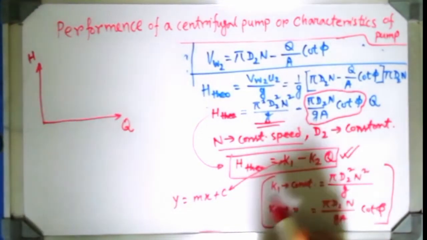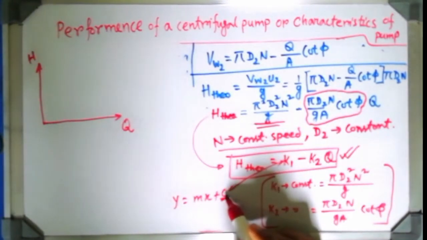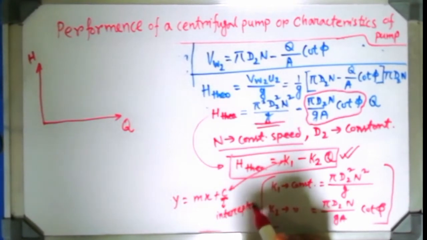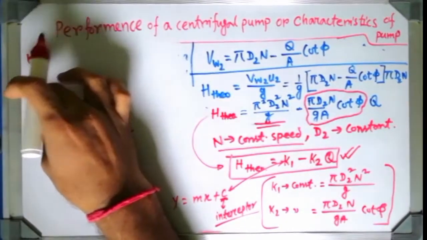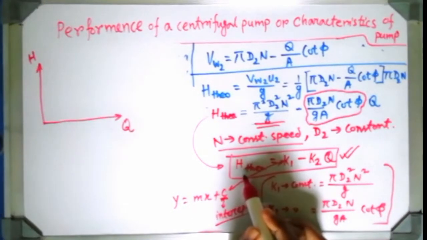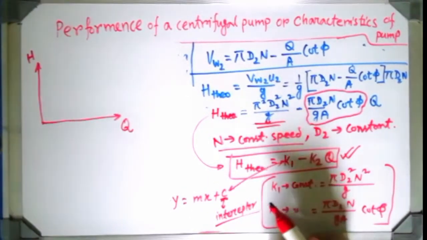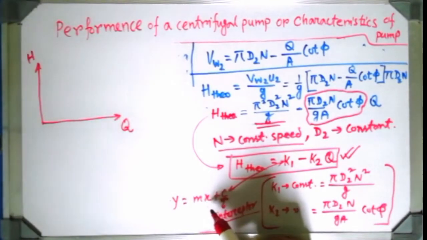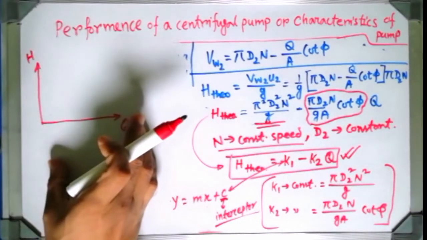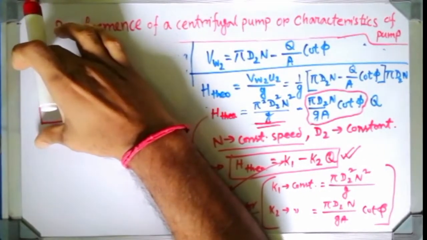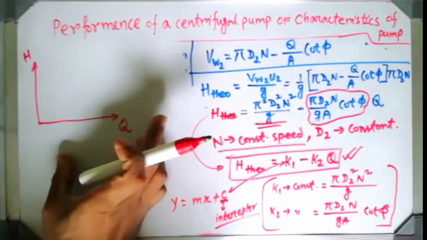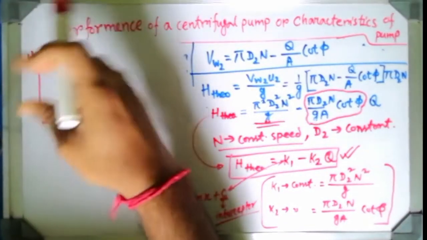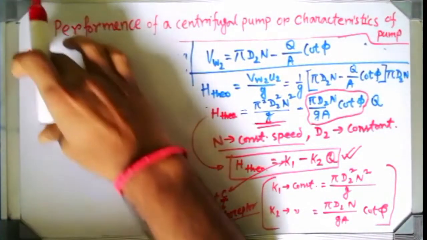And obviously for a straight line equation, what does this constant part reveal? It is the intercept. I think you people know these things for a straight line equation. Intercept means that is the point where that straight line will intersect the y-axis. H theoretical is the y-axis here, and Q is the x-axis over here. And we all know the independent parameter always lies on the x-axis, and the dependent parameter should be plotted on the y-axis. Okay, so the discharge here, the independent parameter, will always be placed on the x-axis, and the head developed will be dependent on discharge, so that will be on the y-axis.